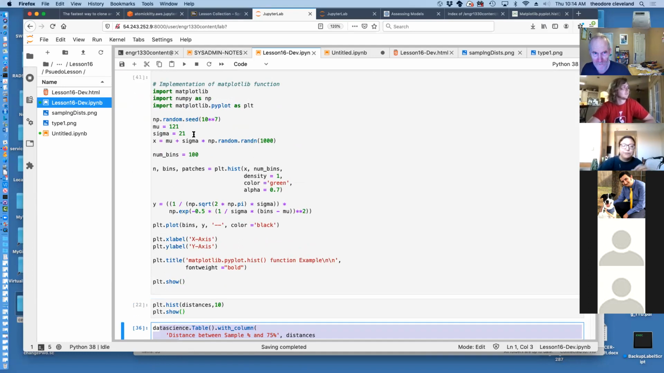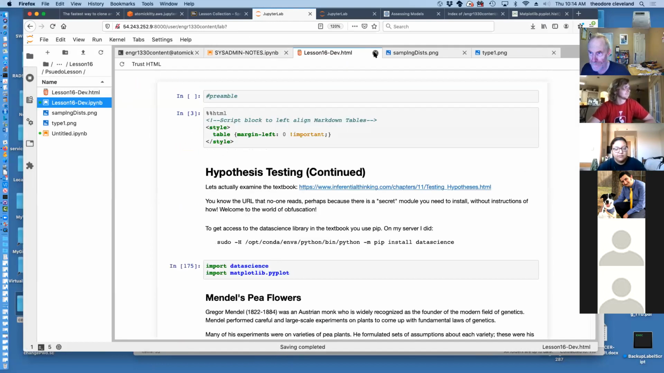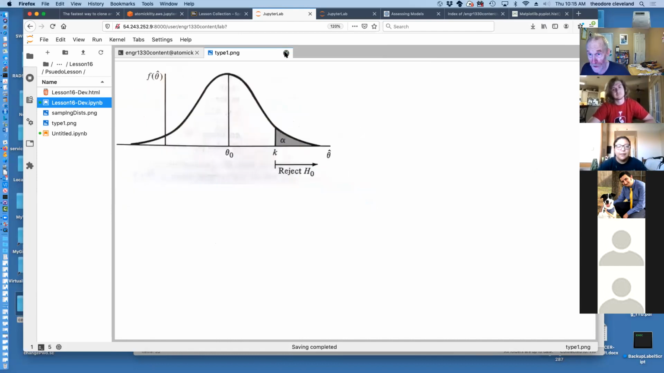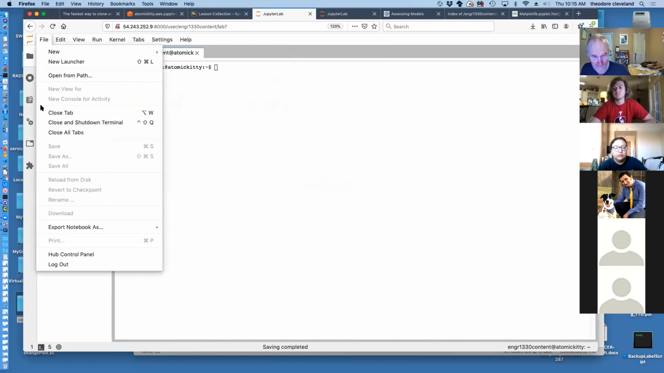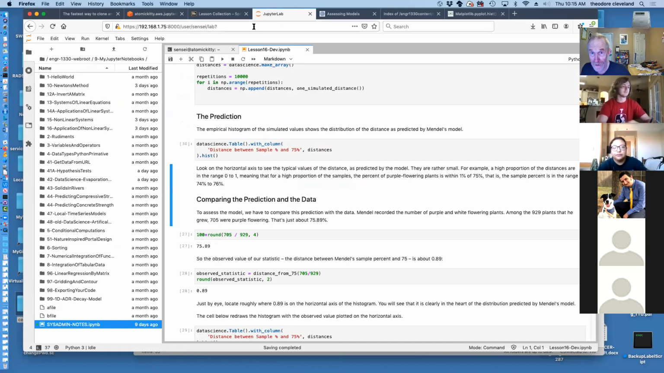Another option I have is to exit everything entirely, so I will try that next. Fortunately, I have the HTMLs of what it's supposed to look like, and I can complete today's lesson from that. Okay, so everything is exited. File, log out. And actually, I will close everything, and let me try to get back in again.